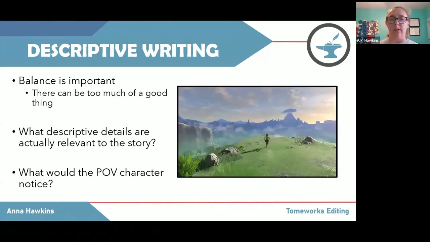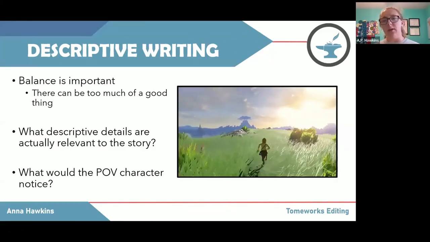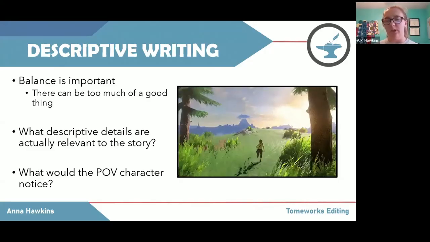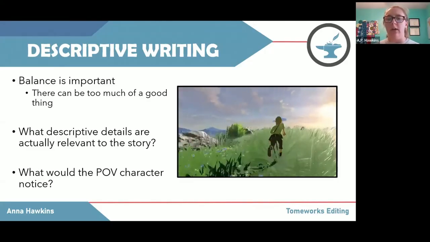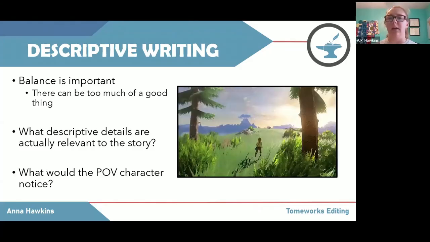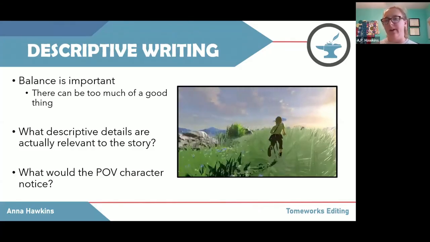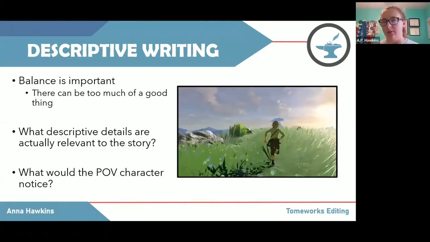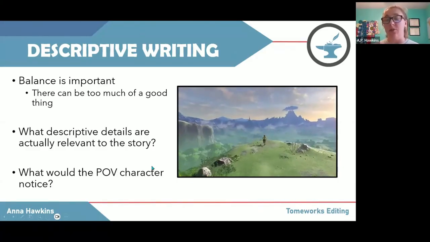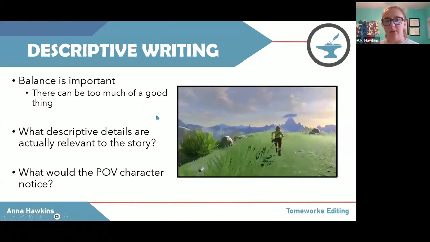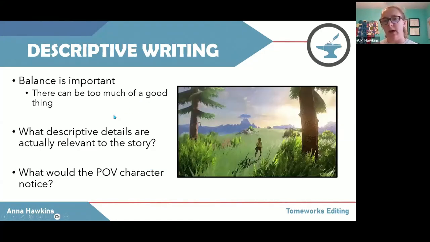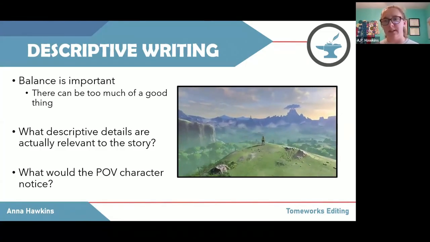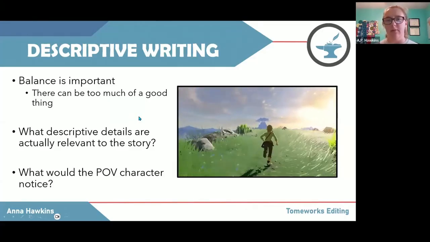You just want the things that are relevant or things that the point of view character would notice. So think about your character and who they are and what their personality is like. When they're in a library or standing on the edge of a cliff overlooking a vast plain, like in this little GIF that I have, what would they notice as they're looking out on the landscape around them? What are the things that would stand out to your character specifically? Those are some things to think about to help your descriptions be more effective and also not bog down the reader.